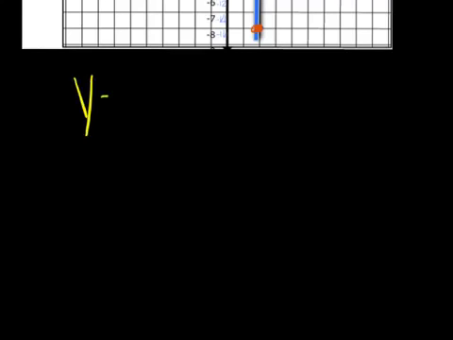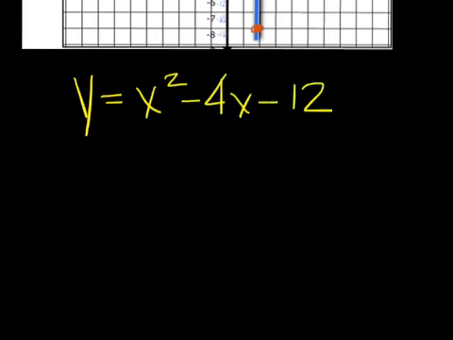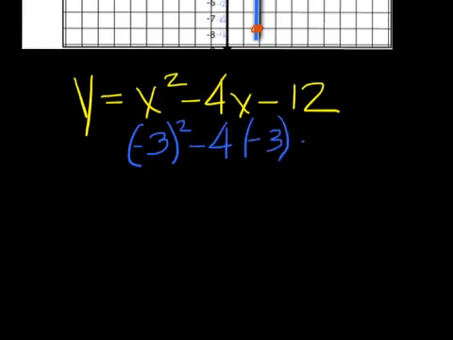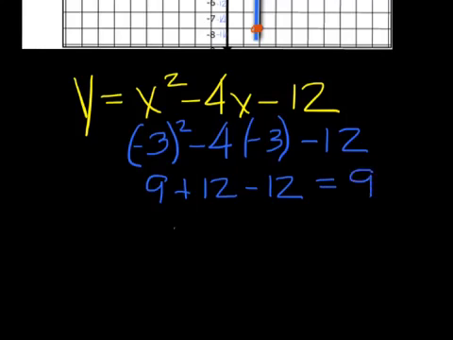The original equation was y equals x squared, and was it -4x? Minus 4x and then -12. Okay, so we're plugging in a -3. Plug in a -3, and let's see what we come back with. That would be 9 plus 12 minus 12, which would give us 9. So I plugged in -3 and came back with a 9. There's 1 point. Are there any questions about how we came up with this?